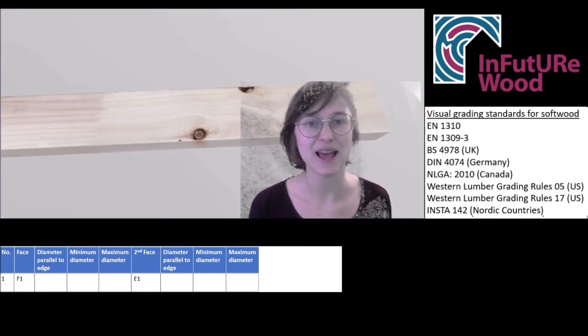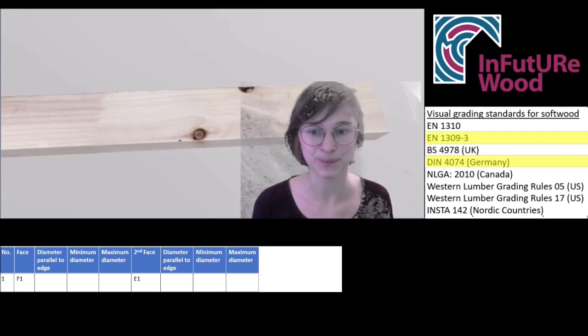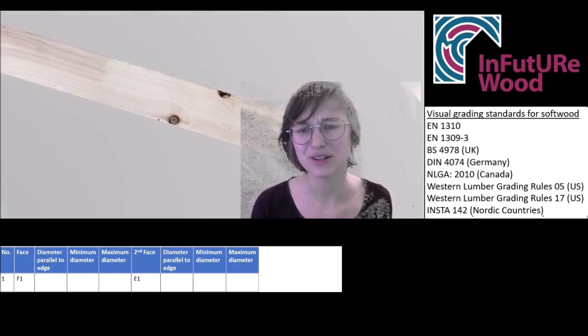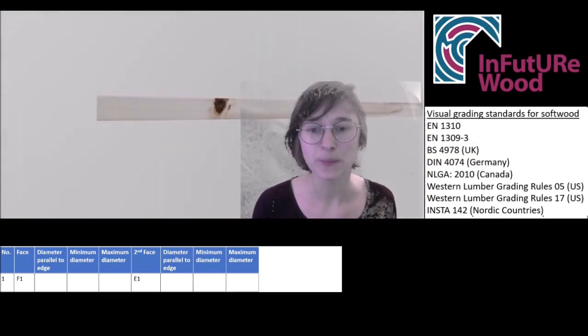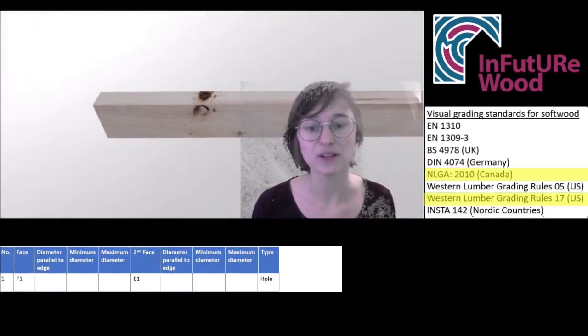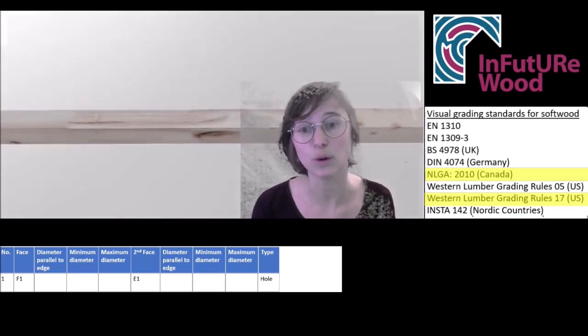Here we see an encased knot with the bark on it. We just measure it like a normal knot, including the bark. And what do we have here? This is not even a knot anymore. It's a full-blown hole. This is why we also record the type of the knot. In this case, we just say it's a hole.